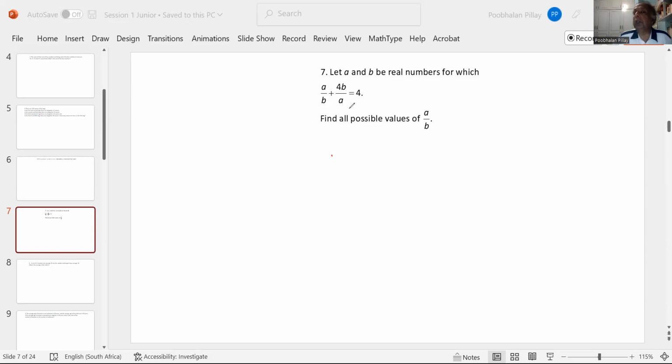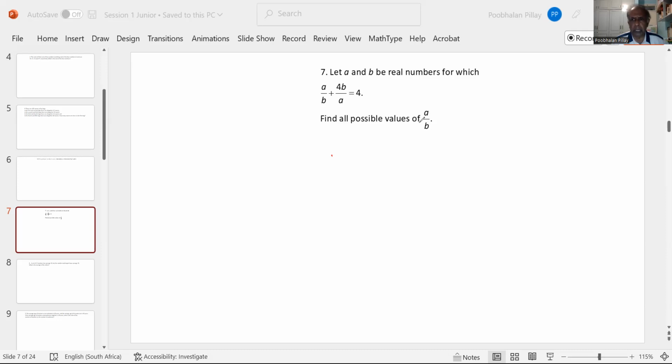Now, usually you need to have one unknown with one equation, or two equations with two unknowns. But here you have a single equation. But then you're not asked to find the unknowns. You're supposed to find just the ratio of the unknowns, a over b. So that will certainly help to solve the problem.